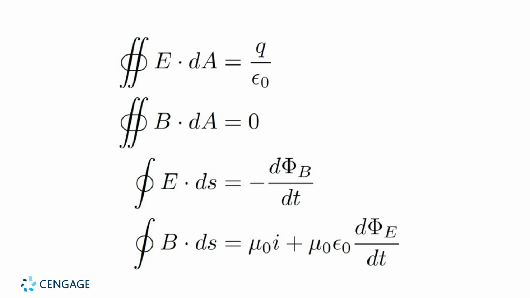You see, I guess that would be script mu naught and script epsilon naught. That's the magnetic permeability of free space and the electrical permeability of free space. Those are constants. They've been measured in the laboratory. You multiply those two terms together and you get the speed of the electromagnetic wave.